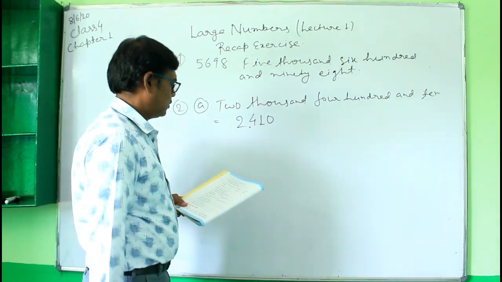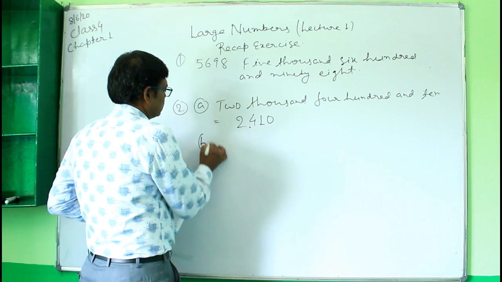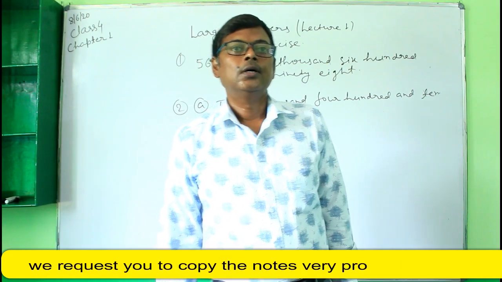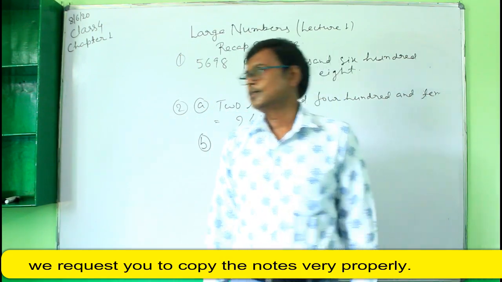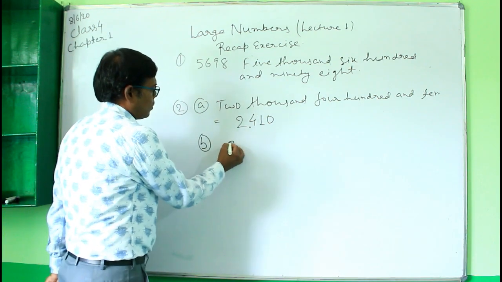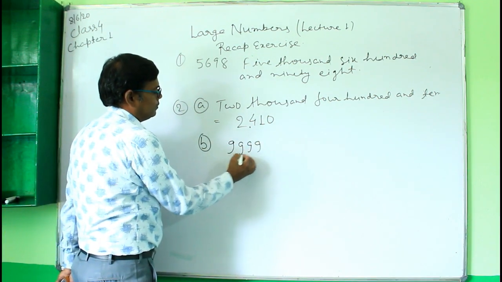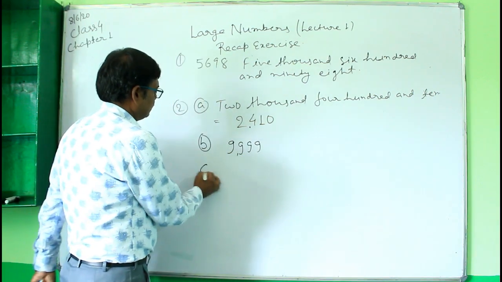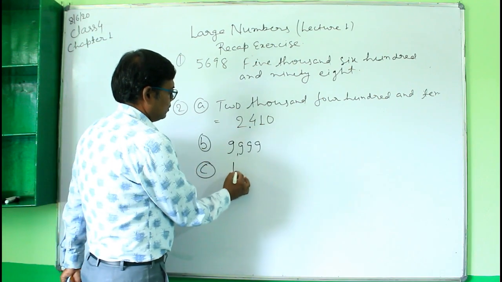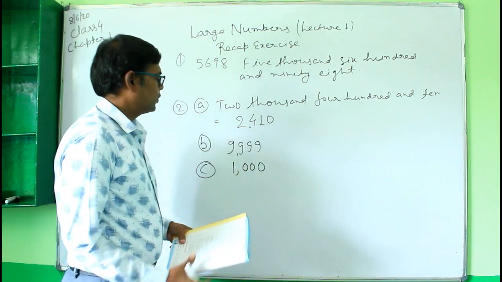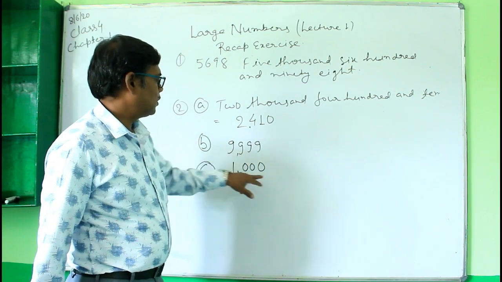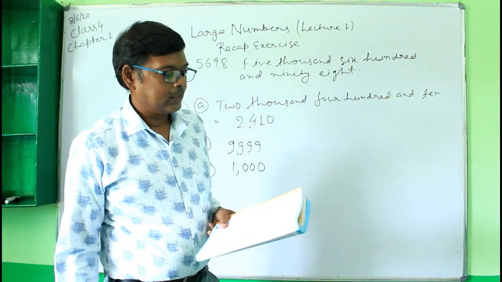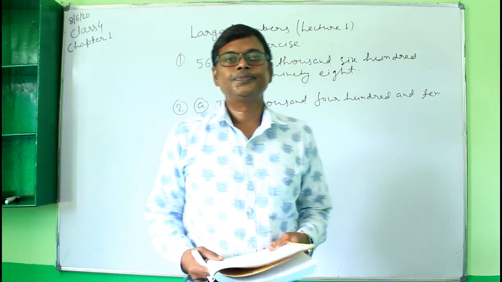And next is the largest 4-digit number. What is the largest 4-digit number? The largest 4-digit number is 9999. And the smallest 4-digit number? The smallest 4-digit number is 1000. Okay, because it has 4 digits, and this number also has 4 digits. So that is the largest 4-digit number and the smallest 4-digit number.